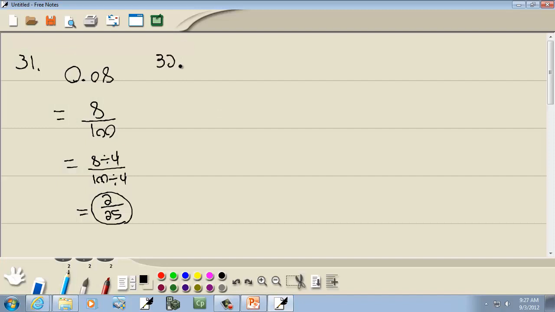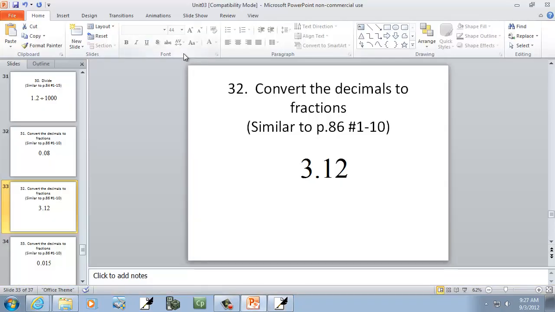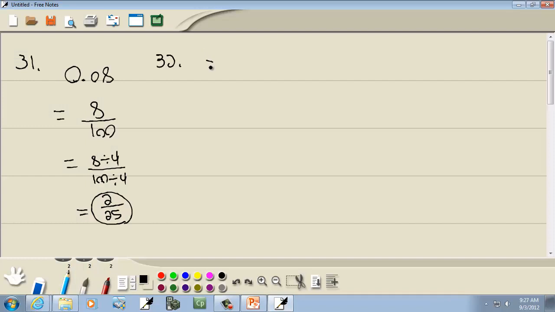Let's look at another one. We got 3.12. Now this ends in the hundredths place. So again, we're going to take this and put it over 100.